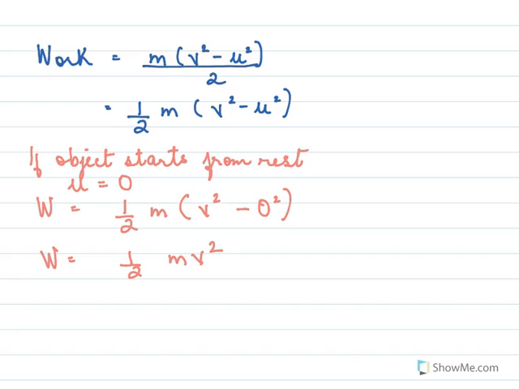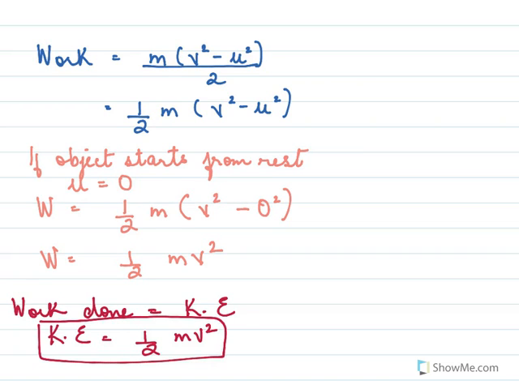Now all this work that is done is converted into kinetic energy. So in the next step we'll say work done is equal to kinetic energy, because energy is the capacity to do work. So we can say kinetic energy equals half m v square.